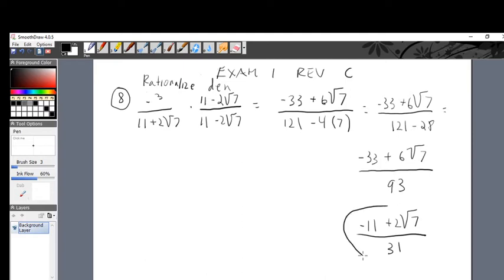The denominator is rationalized. There is no radical in the denominator. Okay, that is problem number 8.